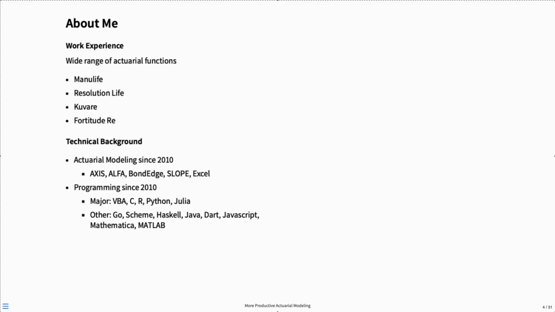Along the way, I've also dabbled in a number of other languages, learning enough to feel like I got a grasp of some of the concepts, features, syntax, and paradigms of programming in those other languages. Some of the more in-depth ones include Go, Scheme, Haskell, a little bit of Java, Dart, a little bit more JavaScript, a decent amount of Mathematica, but that was always when doing more of the math-heavy work, and then some MATLAB from back in college days.